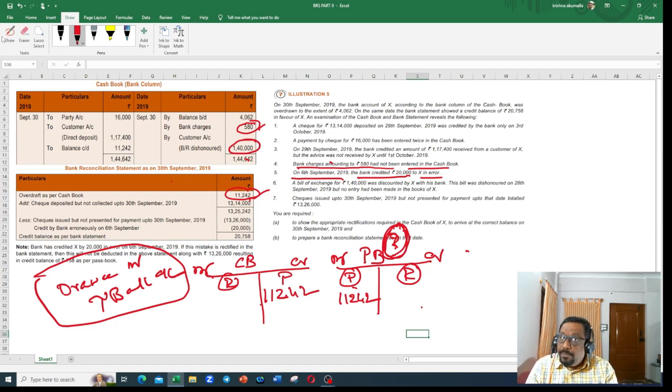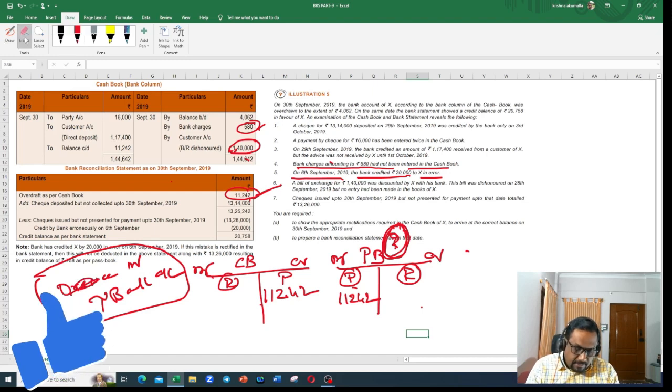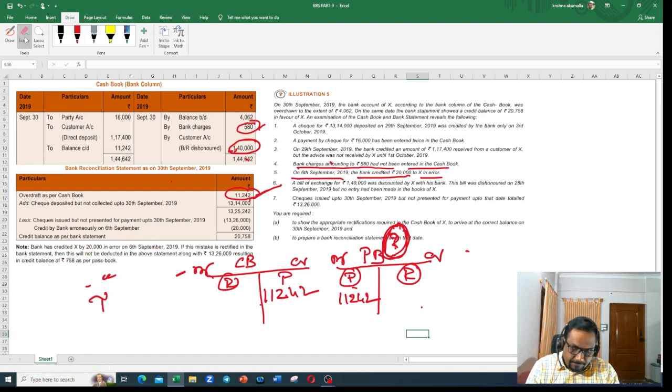Why is it not going to be part of reconciliation? I already adjusted it in the cash book and I took the adjusted cash book for the purpose of reconciliation. So there is no need to again bring this point in our reconciliation because it is already rectified. Next point.